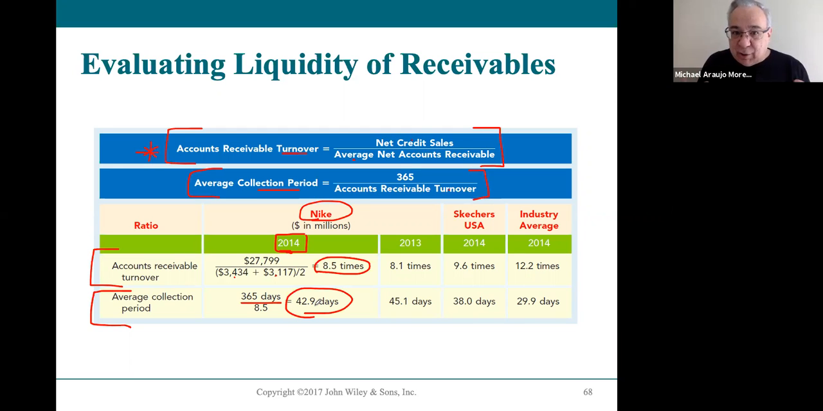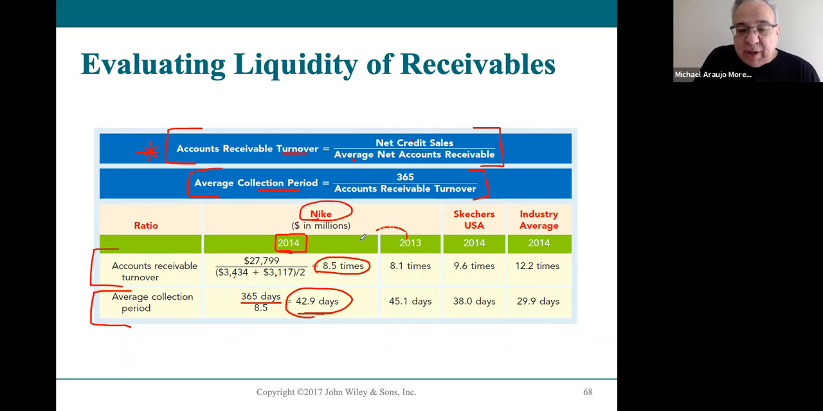Here, they're waiting 43 days to get paid. Remember what a receivable is. You've already delivered the goods. You're just waiting to get paid for them. How long do you want to wait? You don't want to wait too long. Nike's waiting 43 days when it should only be waiting 30 days or less.